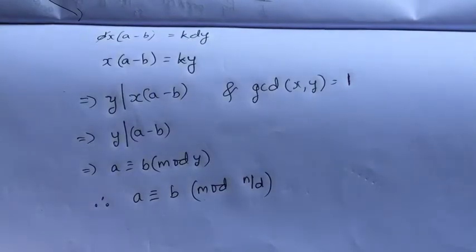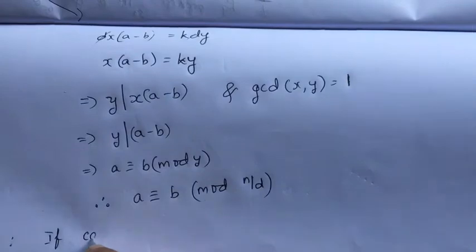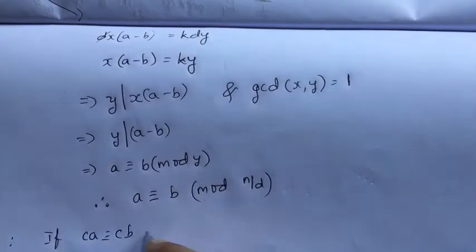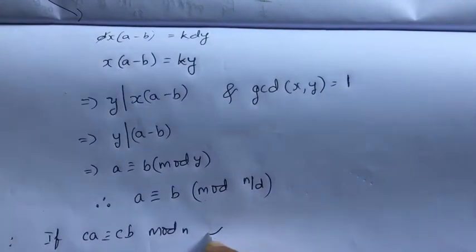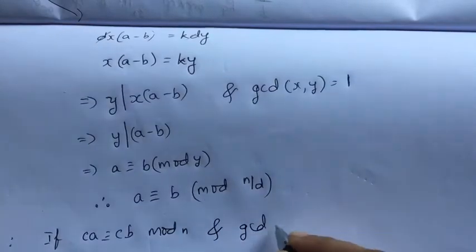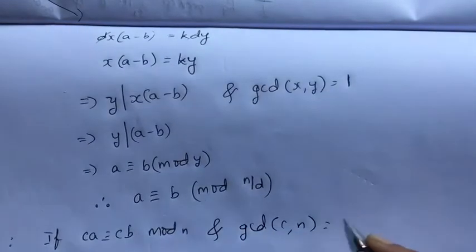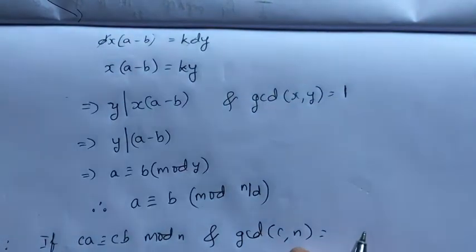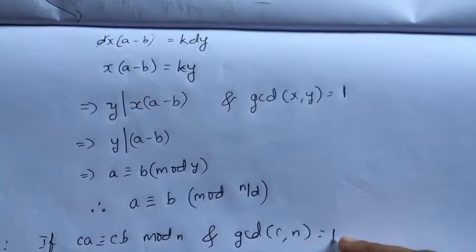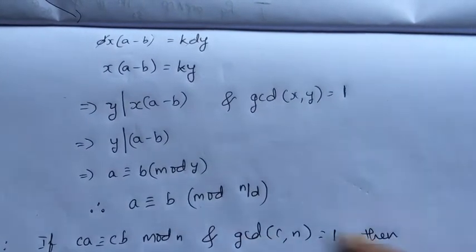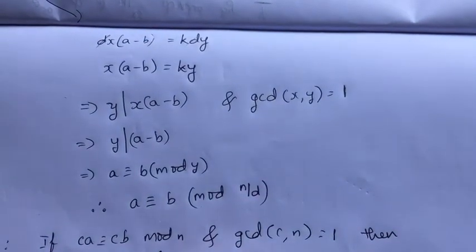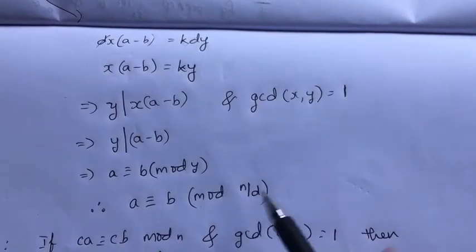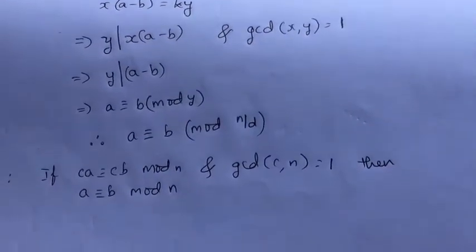An important corollary to this is, if CA is congruent to CB mod n and the GCD of C and n, instead of being d, if they are relatively prime, then it implies A is congruent to B mod n, since the GCD value is 1.